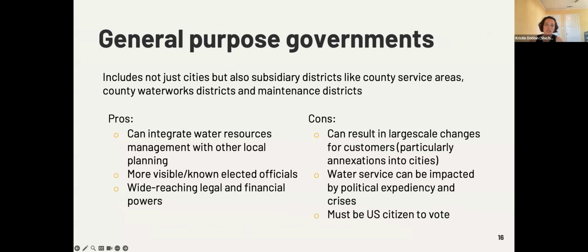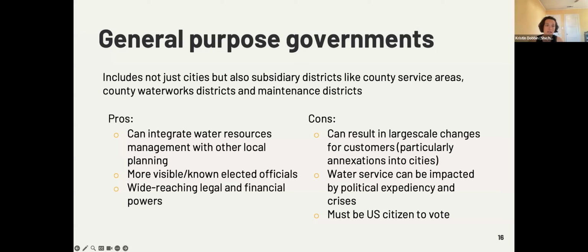So again, to illustrate some of these by the different types, general purpose governments have some really obvious pros. They integrate water resources management planning with other local planning, and that can have some benefits. They also tend to be more visible and known to local residents. Elected officials of our cities and counties are some of the better-known representatives locally, right? And they have wide-reaching legal and financial powers. So there is a lot of power in those general purpose governments to get certain things done.